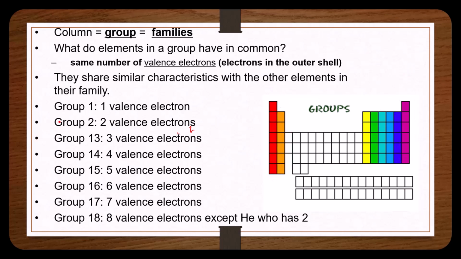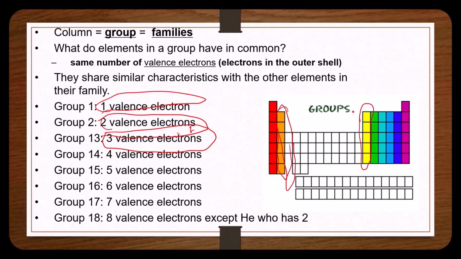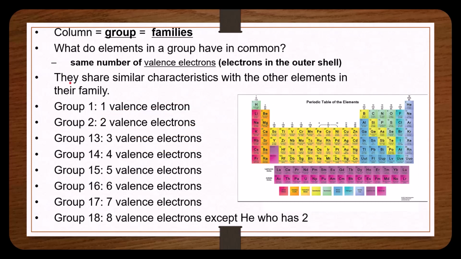If you notice, this skips from group 2 to group 13, going from 1 valence electron to 2 valence electrons to 3 valence electrons. We jump from group 2 to group 13. Here's another style of periodic table where this would be group 1 or 1A. This would be group 2 or group 2A. And jumping over here, this would be group 13 or group 3A.